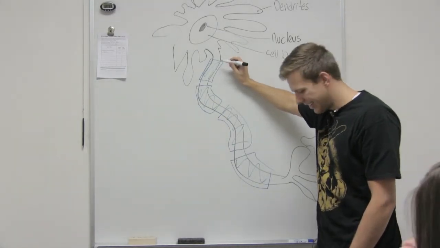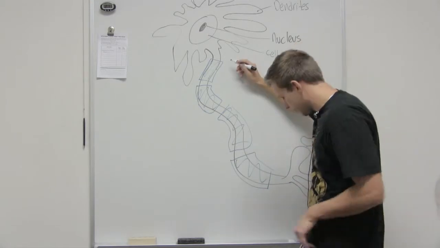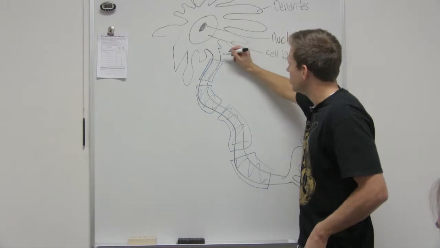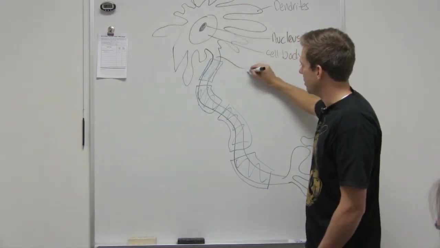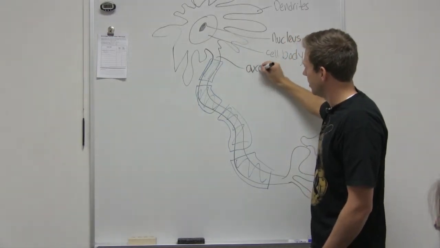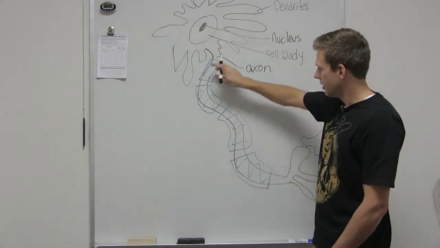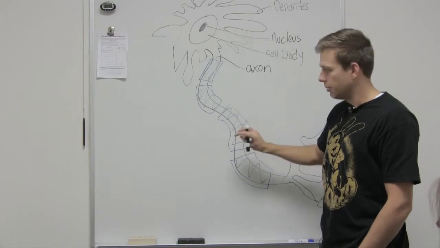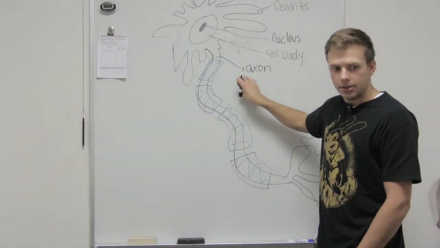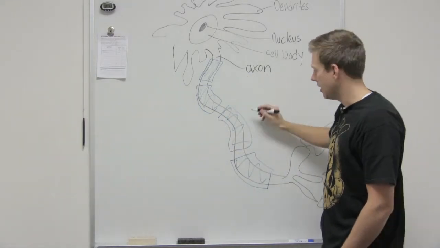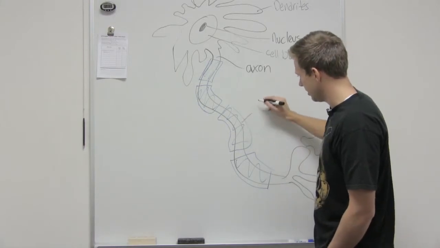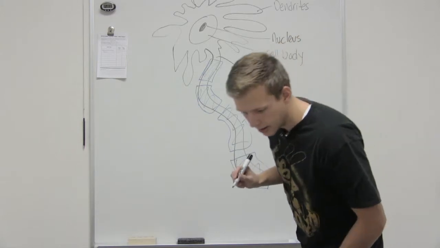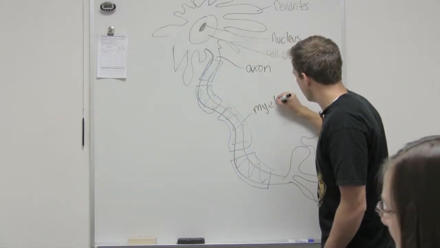No, so inside the myelin sheath, we have the axon. So this snake-looking thing inside the blue, the black, is the axon. And then the myelin sheath goes over that. These are the myelin sheath.